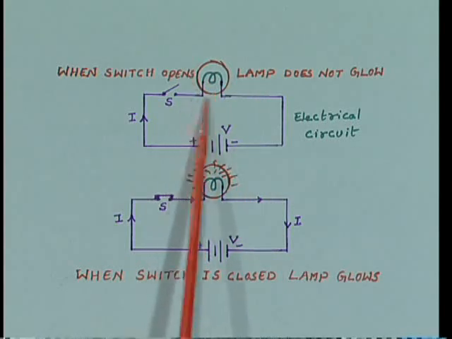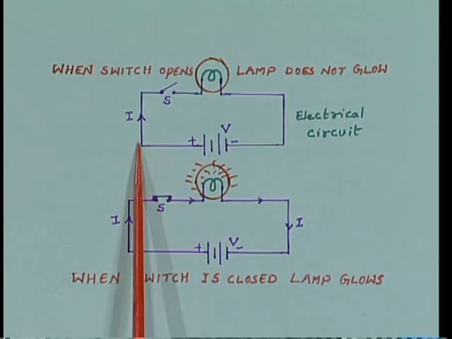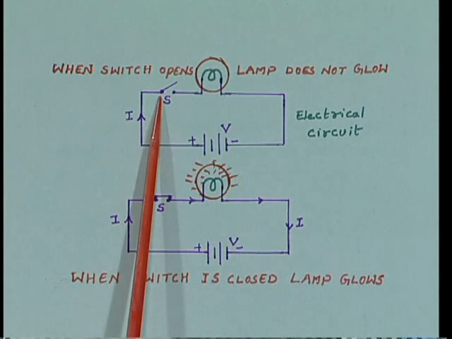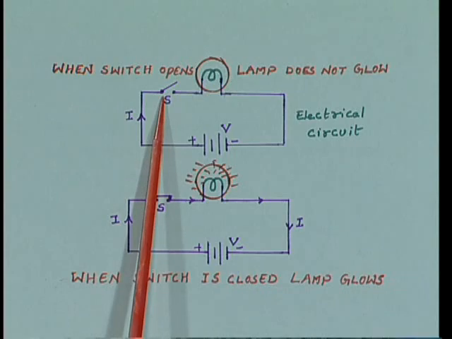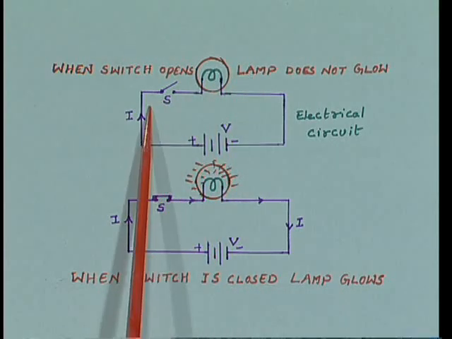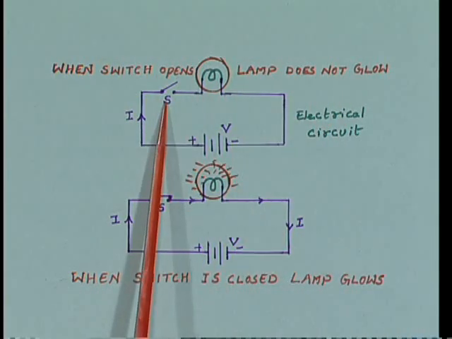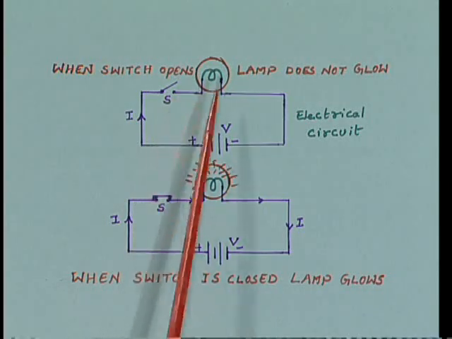I will give you a brief example of how a switch operates. Now this is a closed electrical circuit. This is a lamp connected to a battery source supplying V volts. When it is connected to a source, naturally current flows, and it stops at the switching point, and current does not flow into the lamp because the switch is open. Therefore the lamp doesn't glow. Here the switch is used to break the circuit. Since there is a break, the lamp doesn't glow.